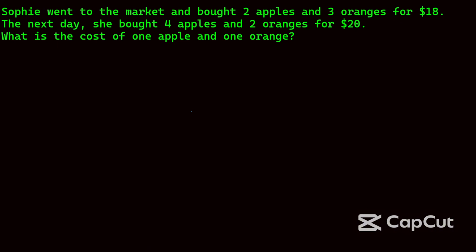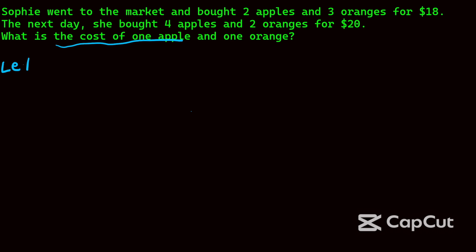Sophie went to the market and bought 2 apples and 3 oranges for $18. The next day, she bought 4 apples and 2 oranges for $20. What is the cost of 1 apple and 1 orange? Okay, remember, our plan for solving every single word problem system of equations is to label our variables. So what should our variables be? Well, they're asking for the cost of 1 apple and the cost of 1 orange.